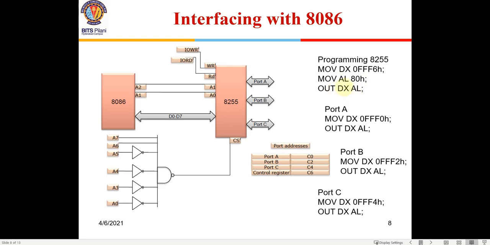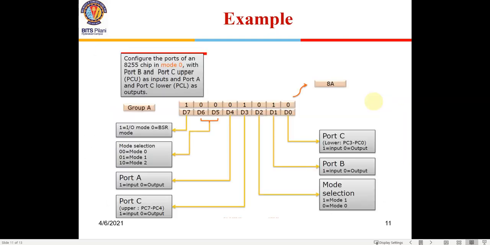So in DX, obviously since it's ending with 6, this AL data 8A will go into the internal register of 8255, and accordingly it will get programmed for the required mode of operation. Right? Is this clear to all of you now? Okay.